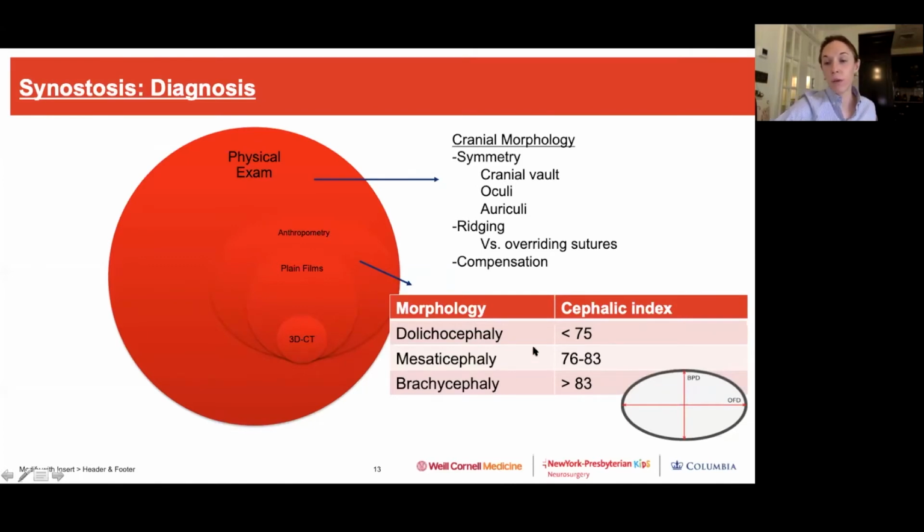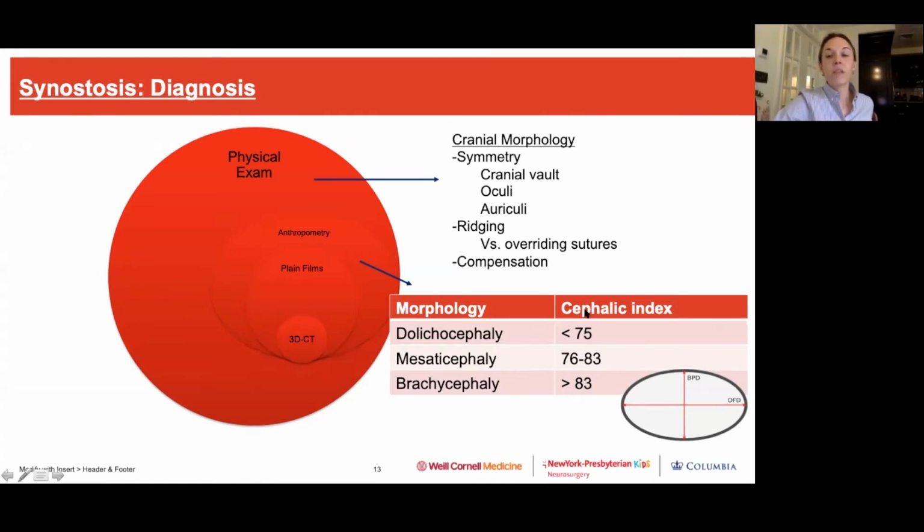Anthropometry. So one other thing we can do is use cephalic index. We use what's called a caliper. It's a little metal device that measures the biparietal diameter and the frontal occipital diameter. You divide those two and multiply by 100 and you get a number called the cephalic index. That number, if it's in the 75 to 85 range-ish, is normal for mesocephaly. If it is less than 75, you're in a dolichocephalic or a scaphocephalic range, meaning you're worried about sagittal synostosis. If you're greater than 83 or 85, I don't use 83, I use 85, then you're in a brachycephalic range, which tips you off that you might be dealing with coronal synostosis.